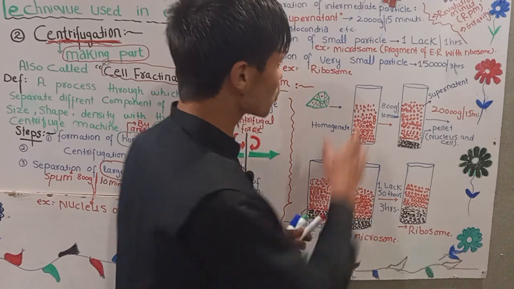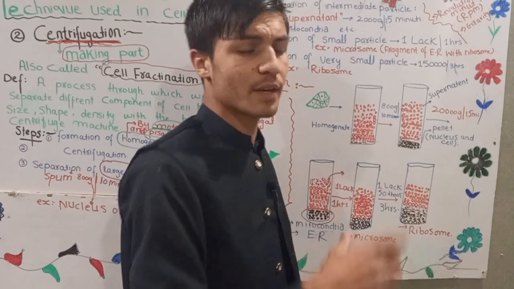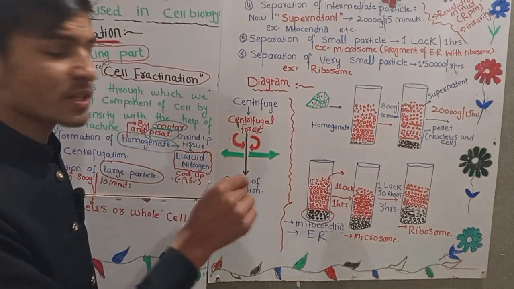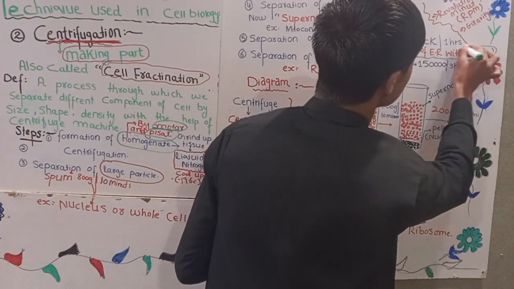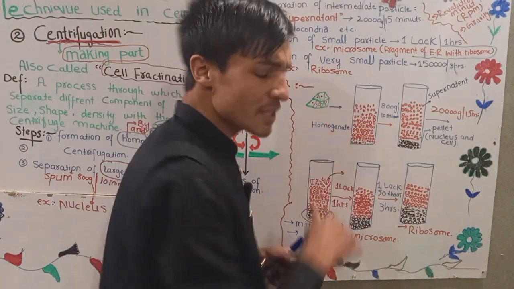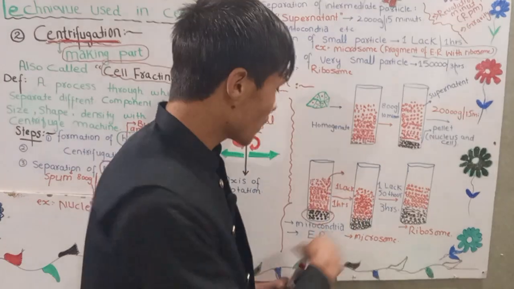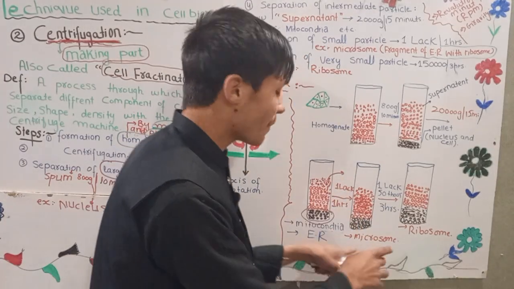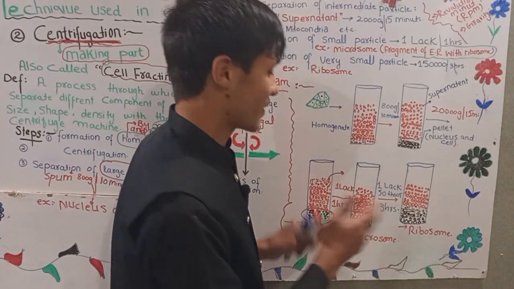There the microsomes will be separated. A microsome is a fragment of endoplasmic reticulum with ribosomes. During the grinding process, some fragments of endoplasmic reticulum attach with ribosomes. This fragment attached with ribosomes is known as a microsome. So at one lakh gravity speed for up to 1 hour, microsomes are separated and come in the pellet.